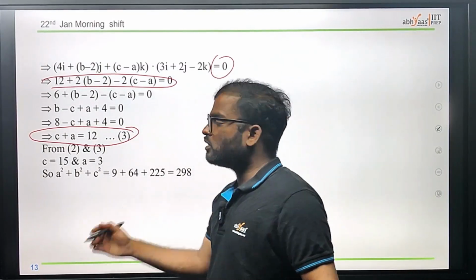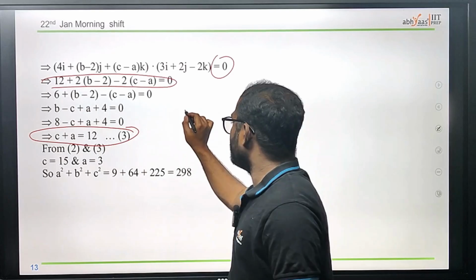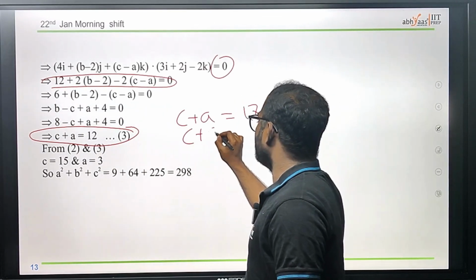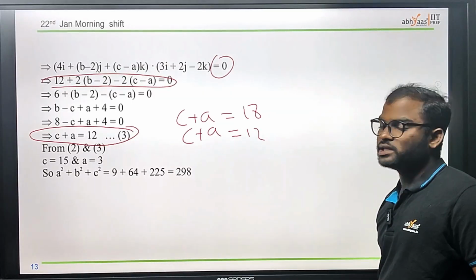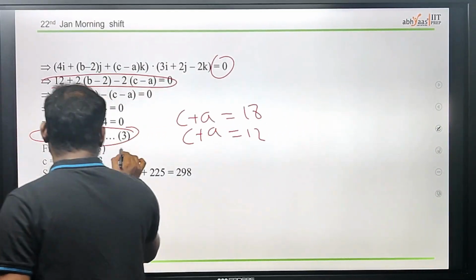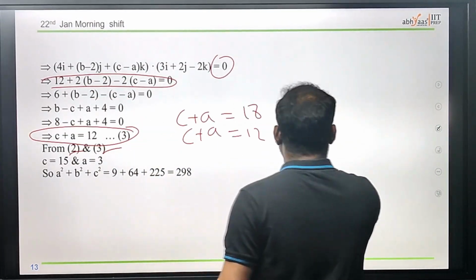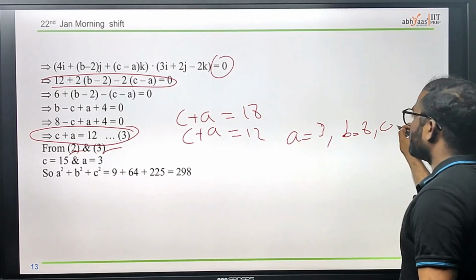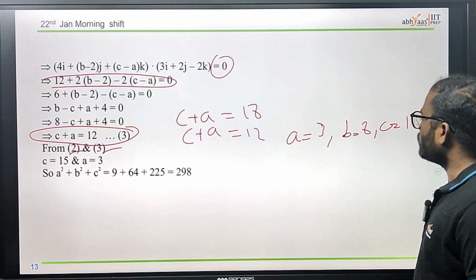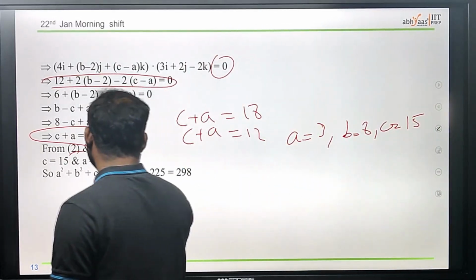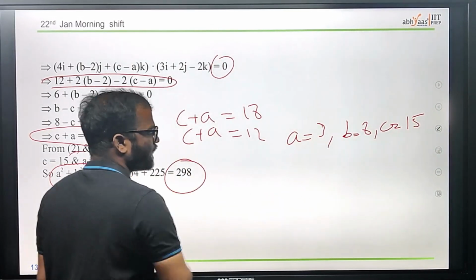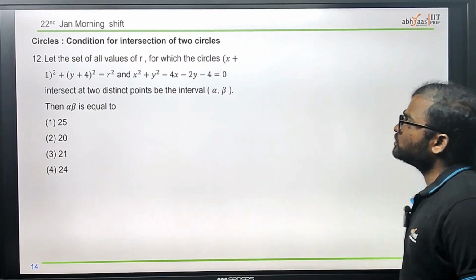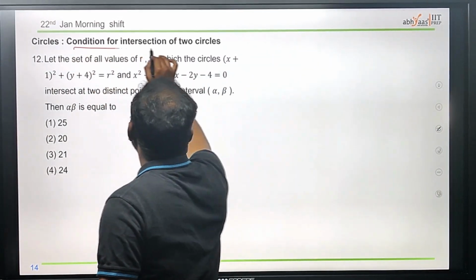Now solving 2 and 3, we have c plus a is equal to 18 and c plus a is equal to 12. Just solve these two equations and we will get 15 and 3. Now we got a as 3, b as 8 and c as 15. Just substitute in this, and we will get 298 as the answer. That's how we solve this question. Now come to the next question, based on circles: the condition for intersection of two circles.